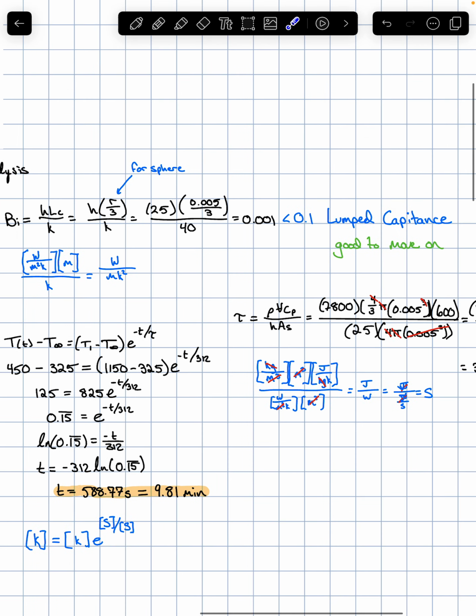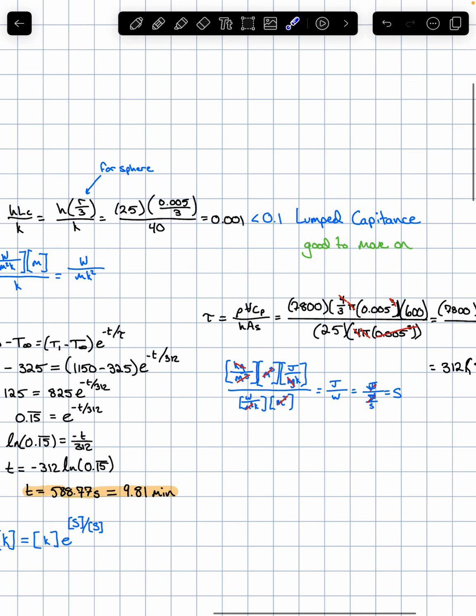So going ahead and plugging all that in, we get 0.001 for that. And for us to be able to use the lumped capacitance method, it has to be less than 0.1, and we're about 2 orders of magnitude less than that, so we're good to go.